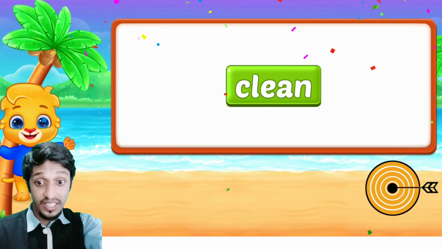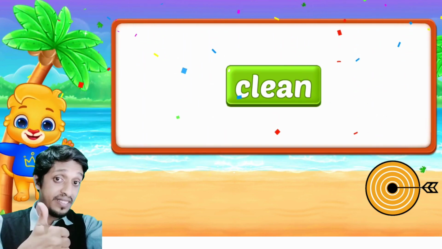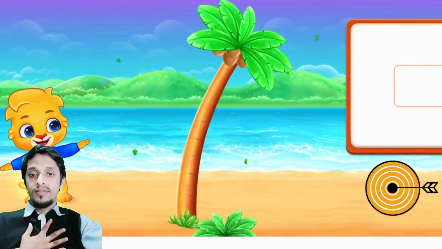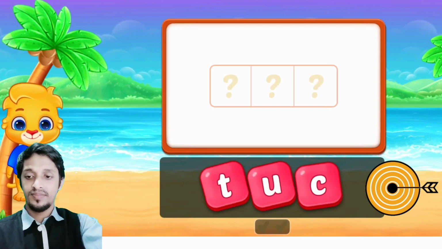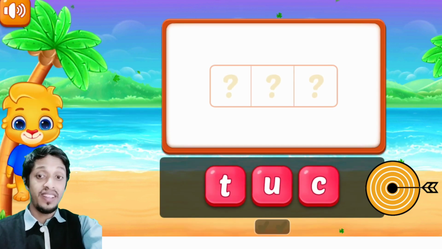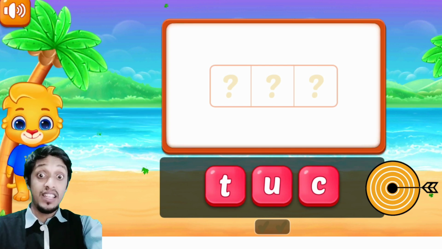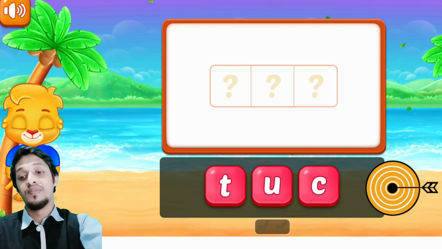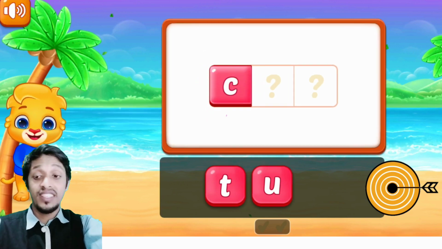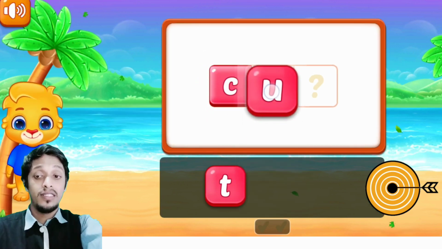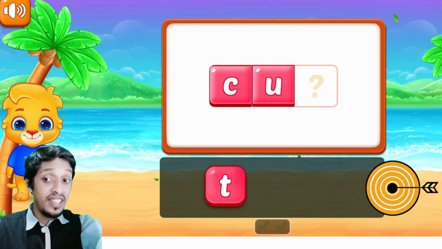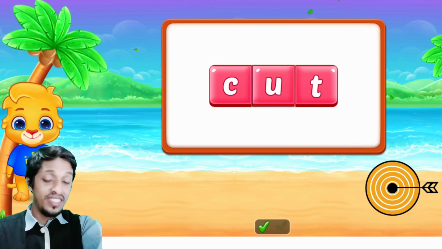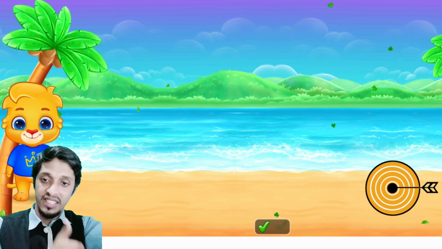Then we move to the next. Clean. Those who wrote correctly, appreciate. The next one is so simple, right? The word is cut. K sound. What is the first letter? Yes, C. Very good. Second letter? U. Well done. Can you say the third letter? T. Very good. So the three letters are C, U, T. Well done. Appreciate. The next.